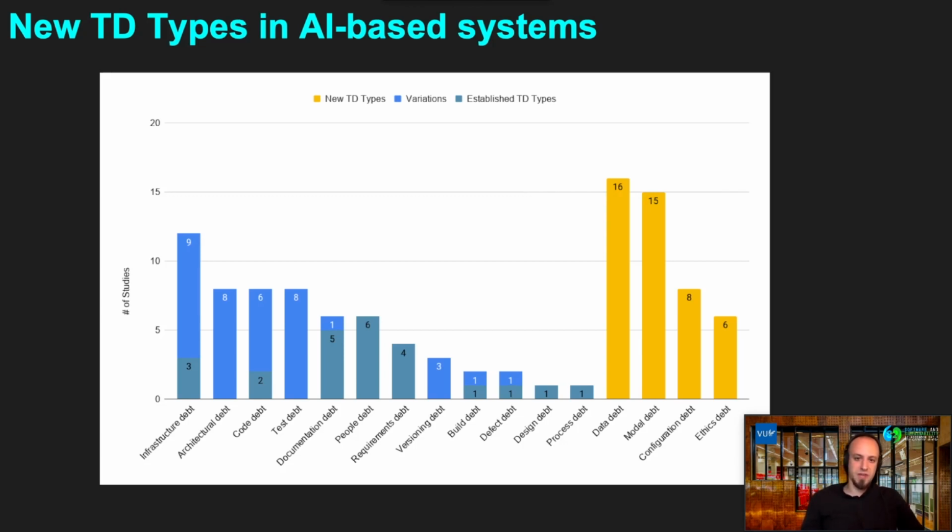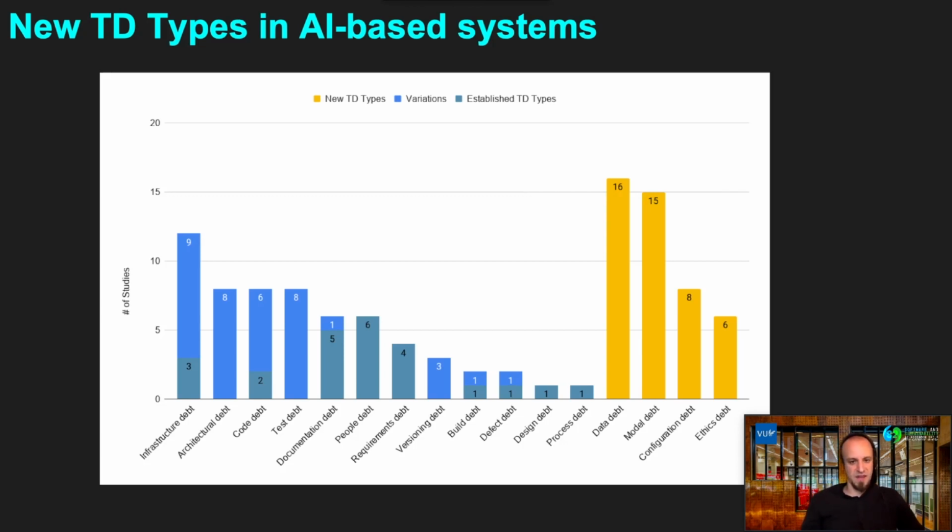The third new debt type is configuration debt. While in AI-based systems configuration lines often exceed the source lines of code, configurations are not given the same level of quality control, leading to massive or complex configuration files which are poorly understood, documented, or versioned.